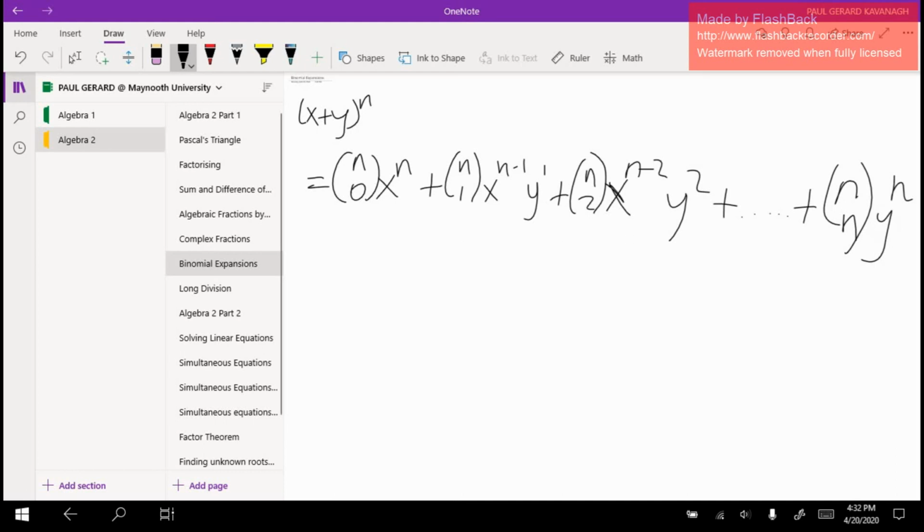So now you go down and down and down, and you can see how it changes until it gets to n choose n. What this means is that it has reached its top power, and this is an n, not an h. It's an n. That means y now has the n power. Okay.